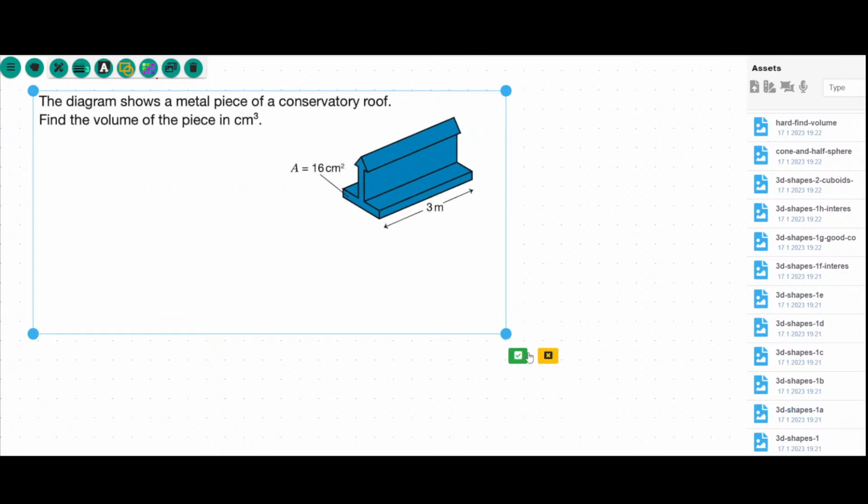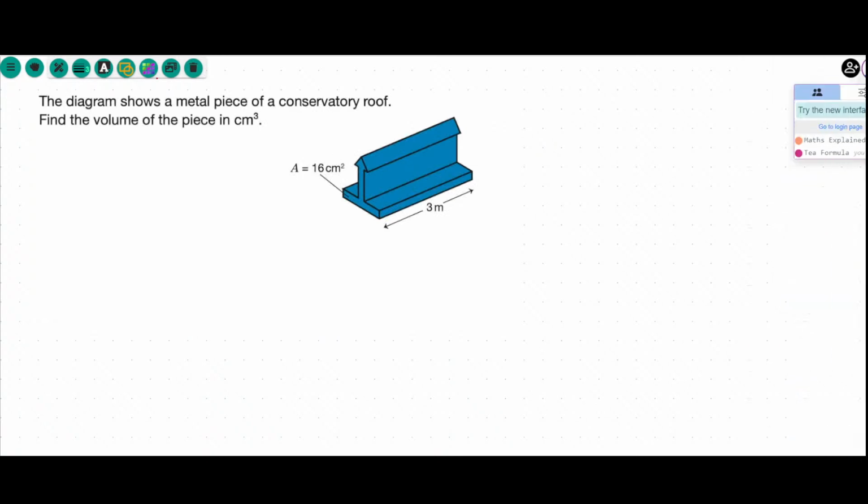Okay. So, an introduction again to what we're doing here. This question, we'll call it 1A, just so I'm aware of where we're up to. This diagram shows a metal piece of conservatory roof. Find the volume of the piece in centimeters cubed.